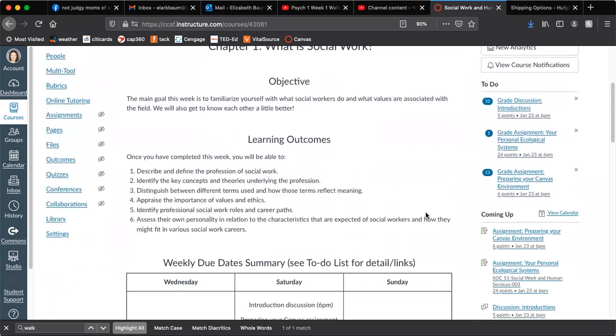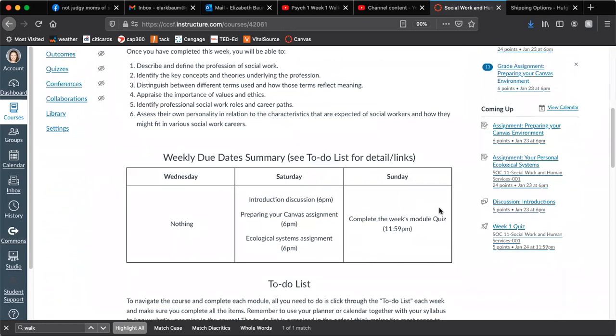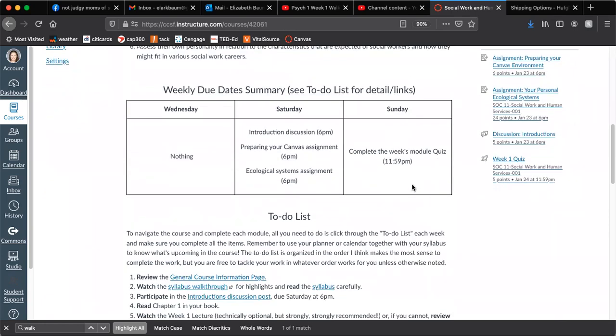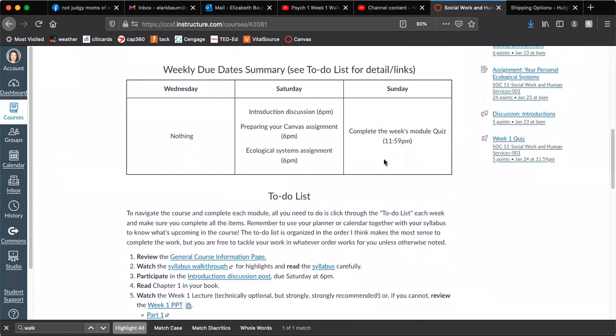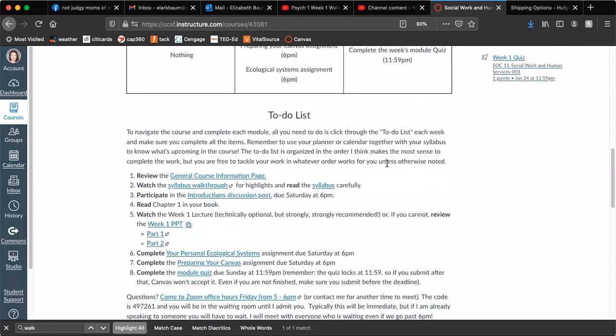When you scroll down a little bit, you're going to see the things that are due that week. For you this week, there's your introductions, there's your preparing your Canvas assignment, very minor, both of these. And then there's a little more in-depth assignment, your ecological systems assignment. That's all Saturday. I know it seems like a lot because there's three separate things, but like I said, these first two things are very minor. Sunday is your module quiz, and I'm going to talk more about that in just a little bit.